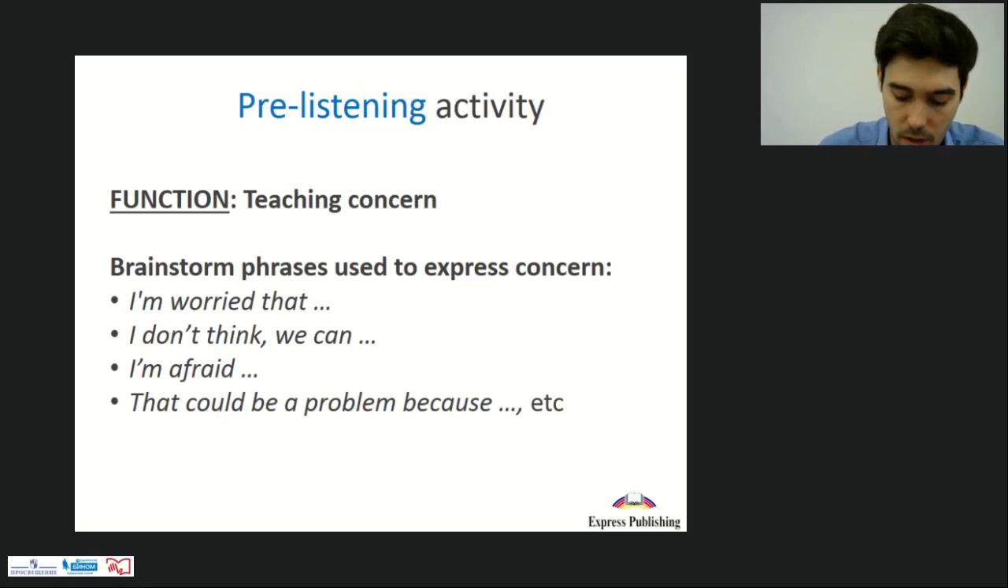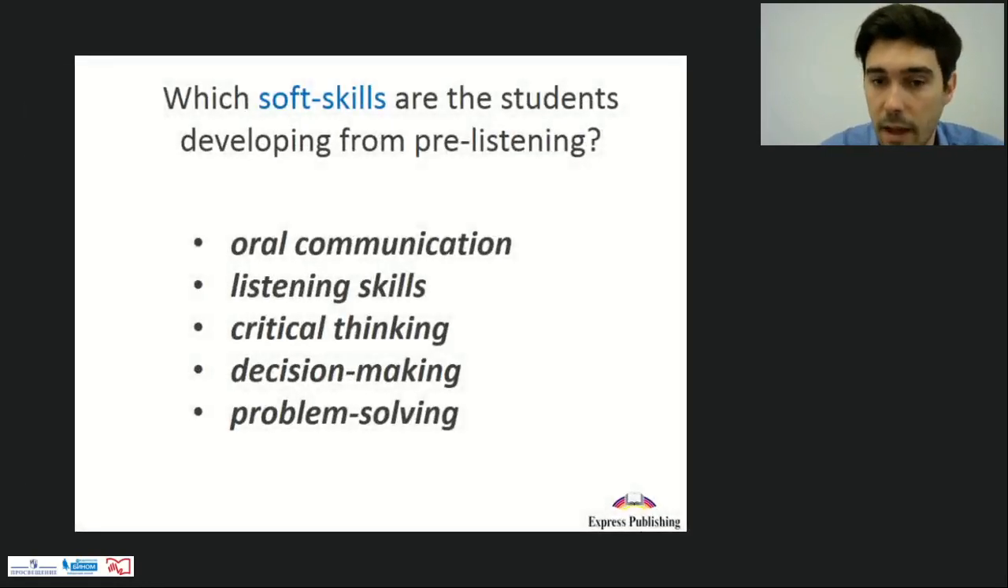Now, in this part of the lesson, students will also be able to develop their soft skills, something we talked about earlier. By doing the pre-listening activity together in groups, students will be developing oral communication skills, listening skills, critical thinking. We present them with a problem, and the students have to find a solution to that problem. They may also have a lot of decision making and problem solving to do in this part of the lesson. Students will be doing this, maybe not consciously, but while they're doing the activities, they are also developing these soft skills, which is very important, as we looked at before in the presentation.